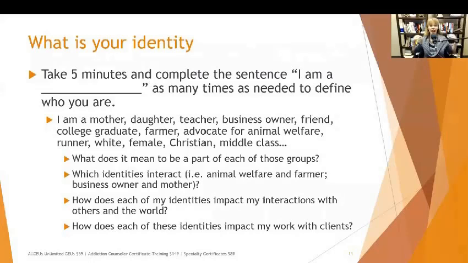I need to understand how the way I decorate my office and the way I present myself impacts my work. Does it make my clients feel comfortable? Does it make them feel uncomfortable? And if it makes them feel uncomfortable, then how can I address that?